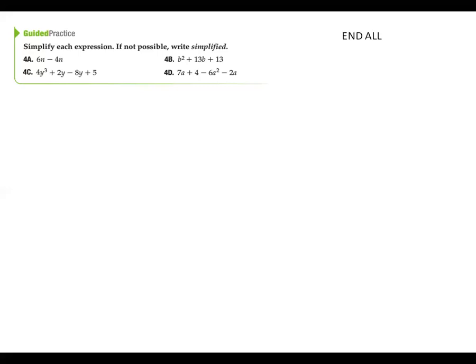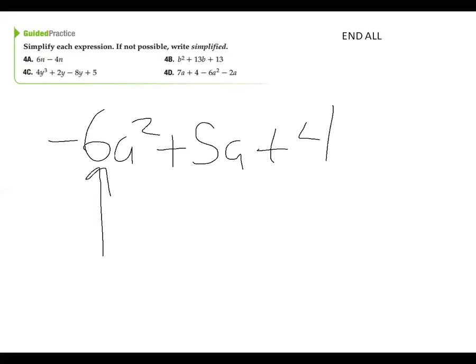One thing I did want to mention, though, is that in our answer to number 4, when we had negative 6a squared plus 5a plus 4, the number in front of the variable is called the coefficient, C-O-E-F-F-I-C-I-E-N-T. Okay, the coefficient of a term is the numerical factor. It's the number in front of the variable. So negative 6 is the coefficient of negative 6a squared. 5 is the coefficient of 5a. 4 would not be called a coefficient because it's not the numerical factor in front of any variable. Okay? It's just called a constant.